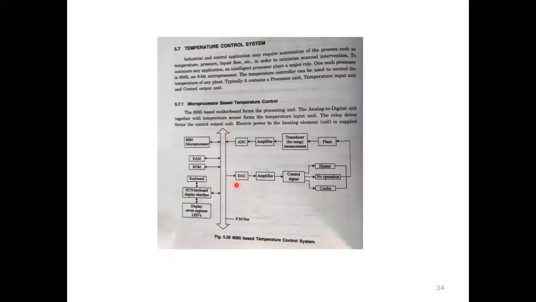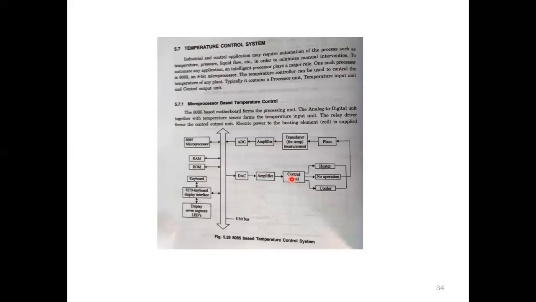DAC means digital to analog converter, as we know. We are giving the control signal to electrical devices, so we need to convert the digital value into a voltage. So we are using the digital to analog converter. This value is also a minimum value, so we amplify the analog value and then give it to the control signal. These signals produce the conditions with respect to the input value from the microprocessor.